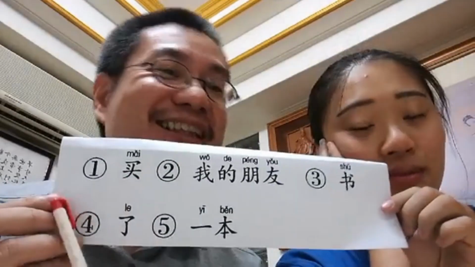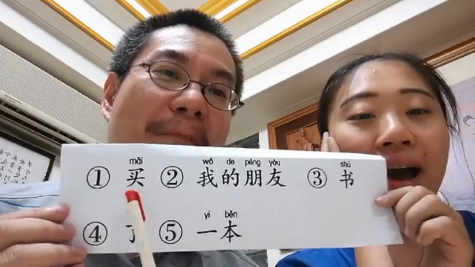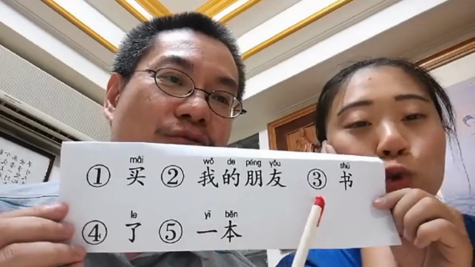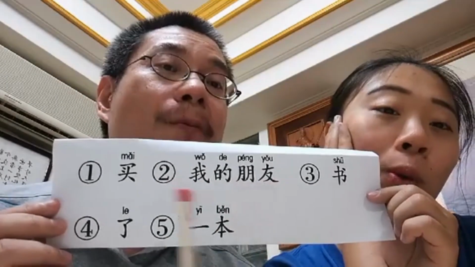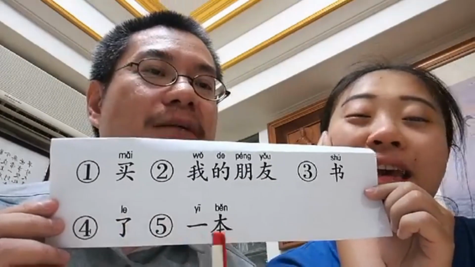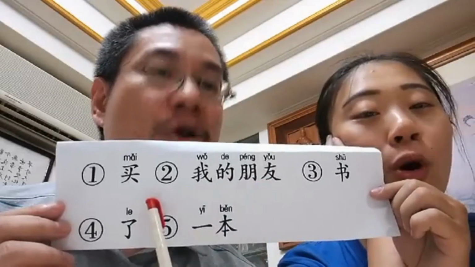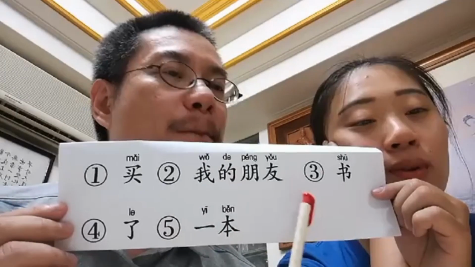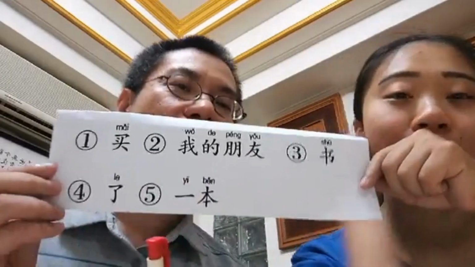So let's read the answer again. 我的朋友买了一本书. Let's read it slowly. 我的朋友买了一本书. My friend bought a book. My friend bought a book.